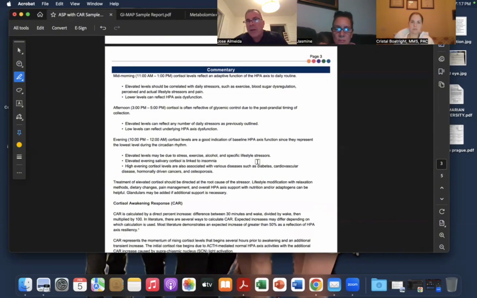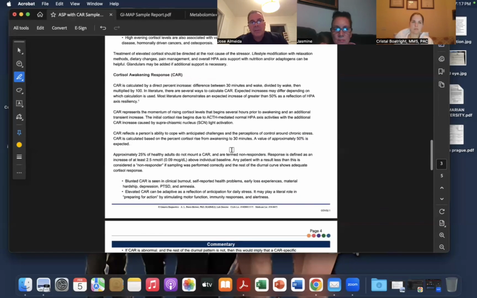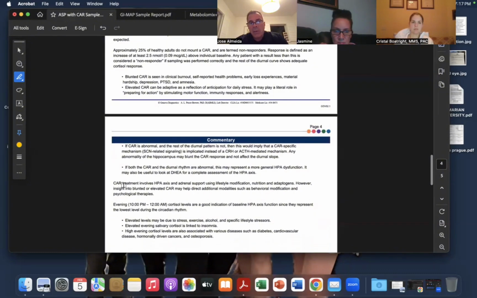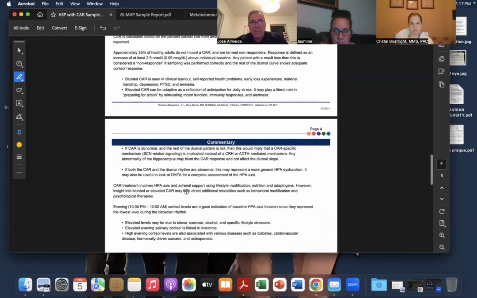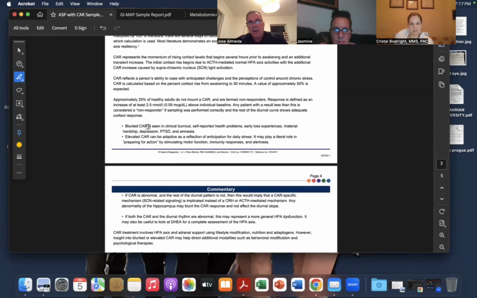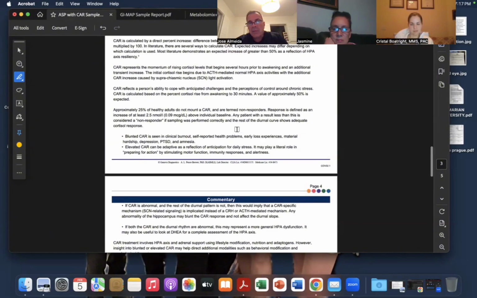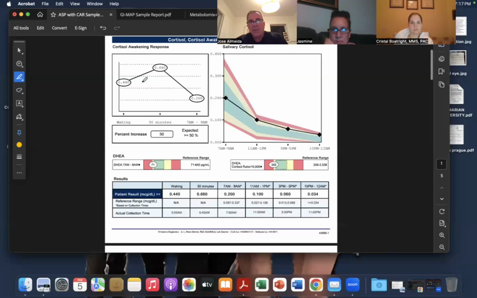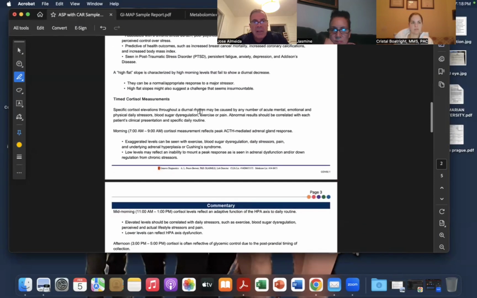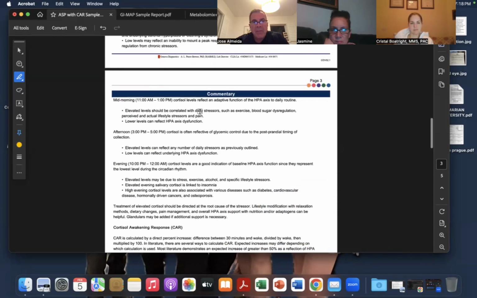Is it your GI tract? Is it your mitochondria? Is it your something else, toxins? Cortisol awakening response, I like it more down here. CAR involves HPA axis and adrenal support, whereas the elevated levels may be due to stress. I wanted to show you the blunted one. Blunted CAR is seen in clinical burnout, depression. So that would be this guy being flat or just not doing what it's supposed to do, the rise and fall. What is CAR exactly?